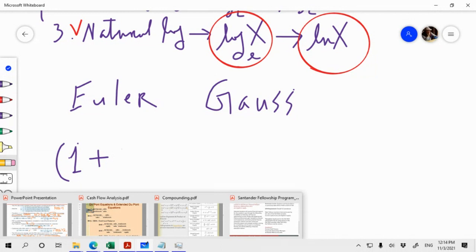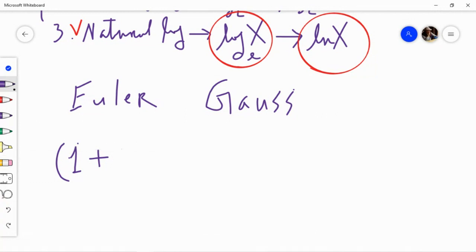Now, in compounding, isn't this the crux of the compounding? Isn't that right? Yes. Basically, that's the crux of compounding, because you are going to raise it to a power.